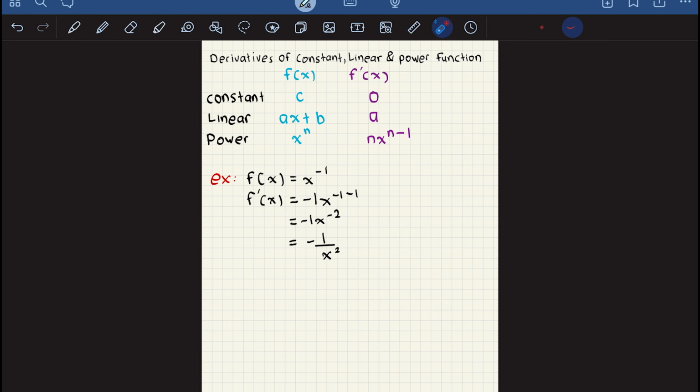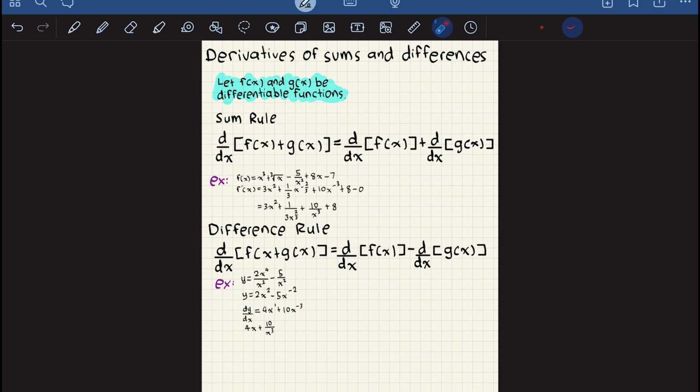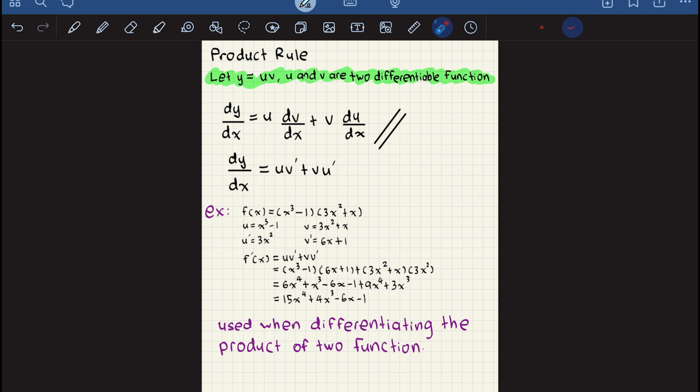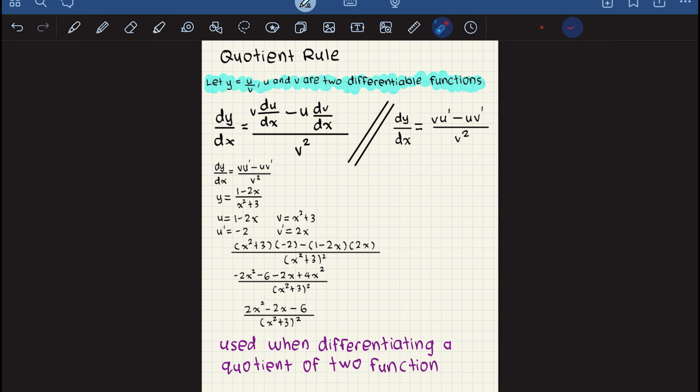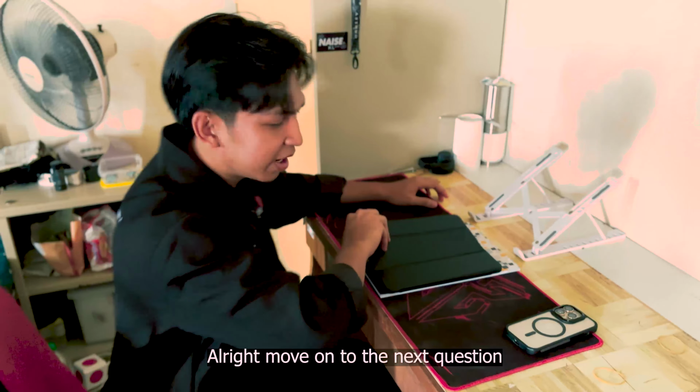What are the techniques of differentiation? The first one is derivatives of constant, linear and power function. The second one is derivatives of sum and differences. The third one is product rule. The last one is quotient rule. Alright, move on to the next question.